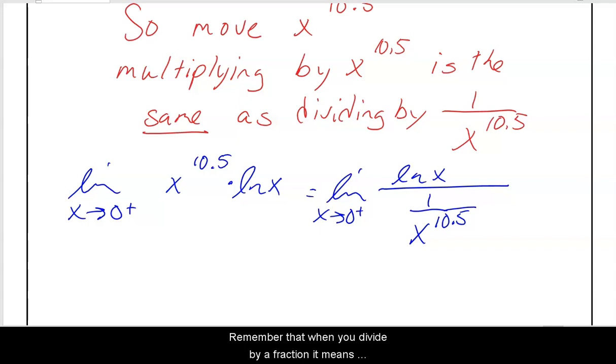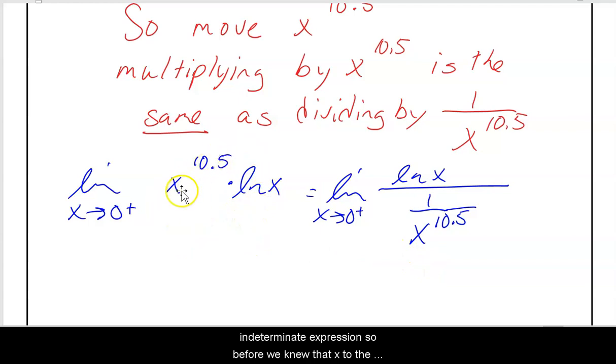Remember that when you divide by a fraction, it means multiply by the reciprocal, but the reciprocal would be x to the 10.5. So that's why they're the same. In other words, the denominator of the denominator is actually the numerator, or as I like to say, the bottom of the bottom is the top. All right. So in this case, this is equivalent to what we started with. But the weird thing is it changes the form of the indeterminate expression.